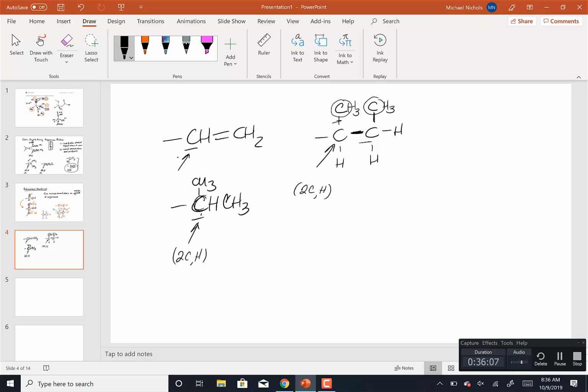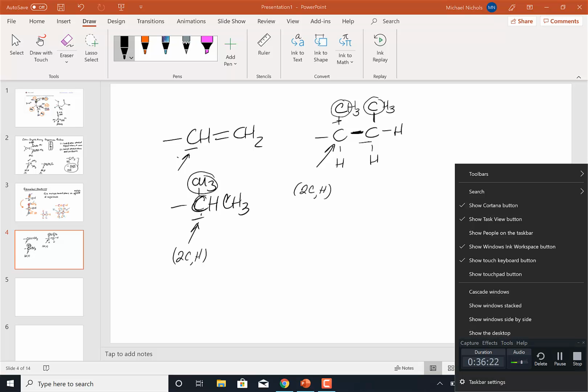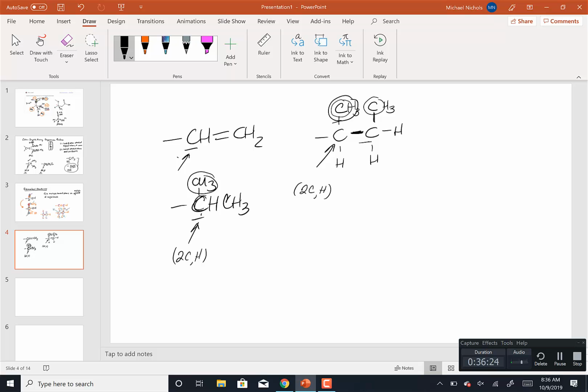So now we go on to the next attached atoms. What's one of the attached atoms? A CH3. Over here, what's one of the attached atoms? A CH3. Tied. Let's look at the other group. CH3 versus that group. In other words, C versus C.